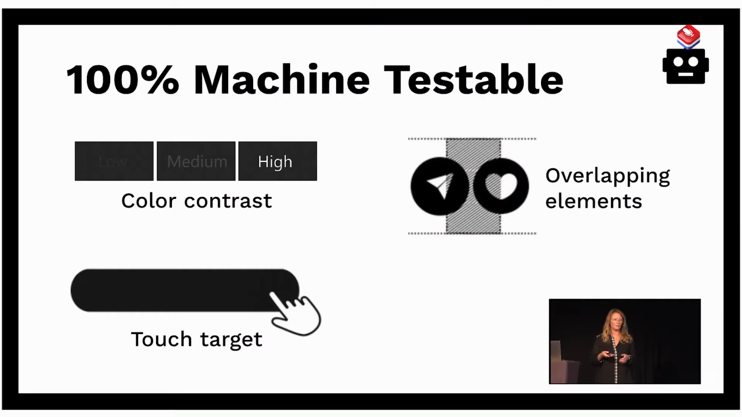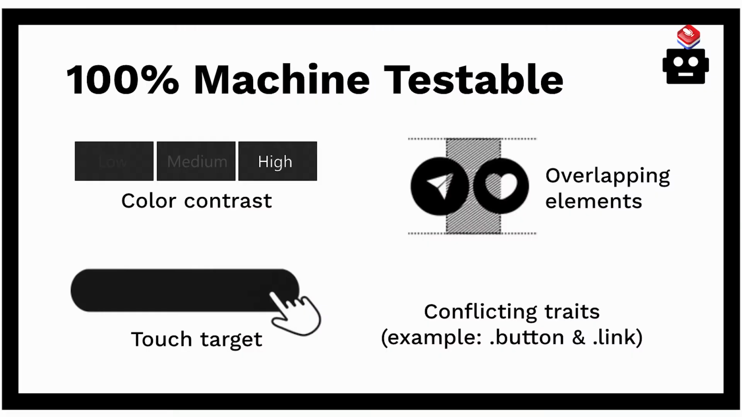A machine can also tell us if we have any elements with overlapping frames, the problem here being unwanted behavior in that overlap zone. And a machine can also tell us if any of our elements have accessibility traits that shouldn't be paired together. This could cause confusion or even unwanted behavior for someone using your app with assistive technology.